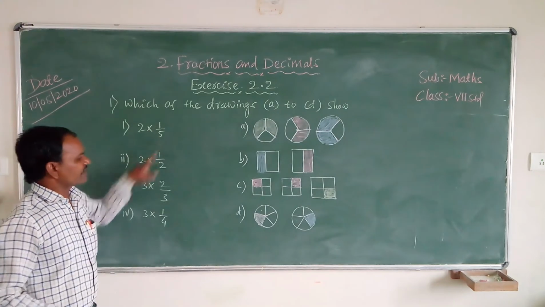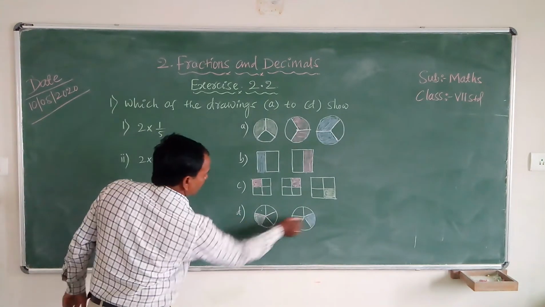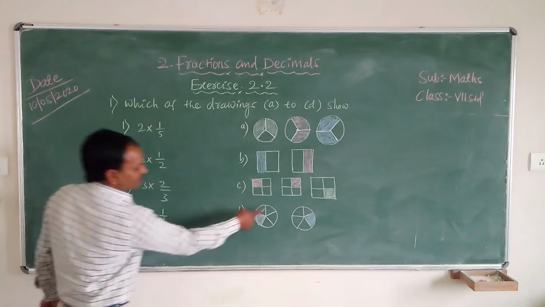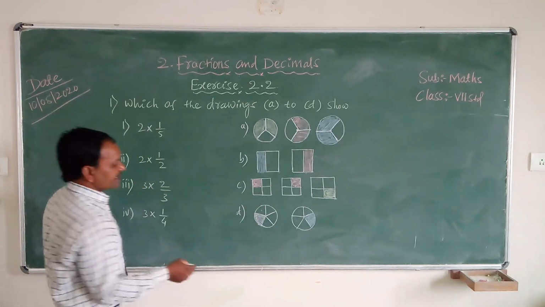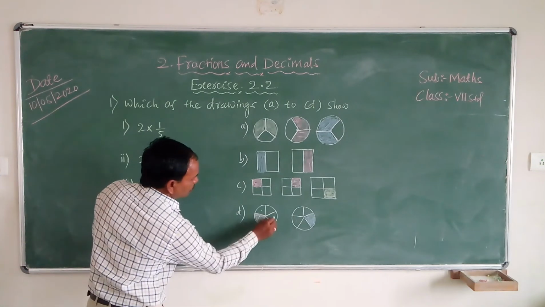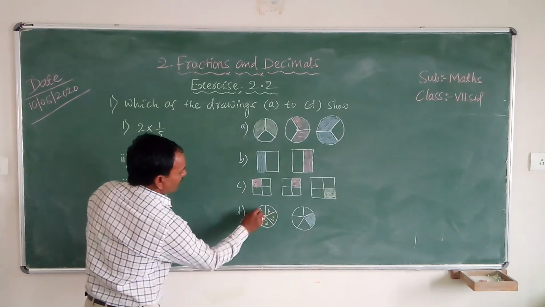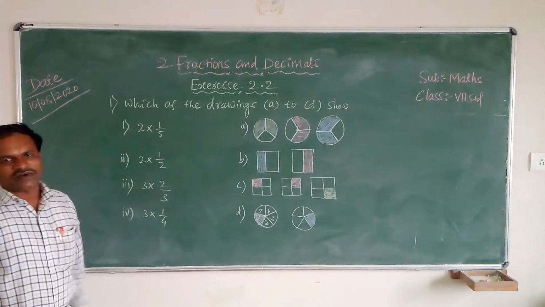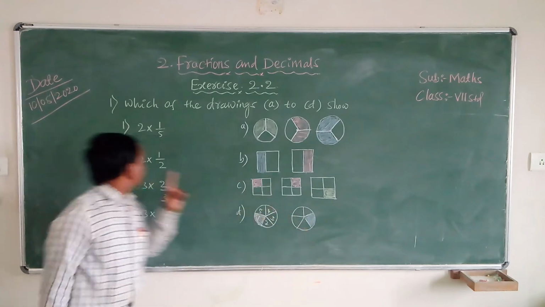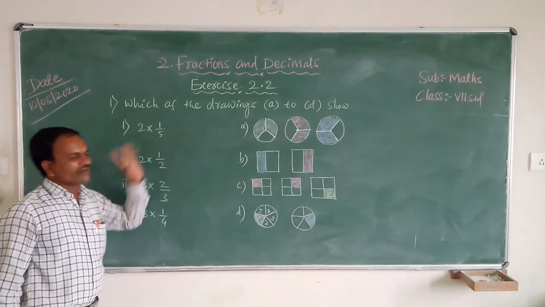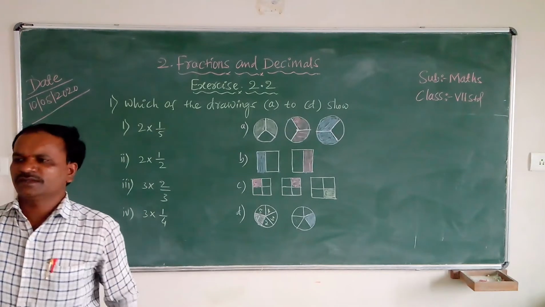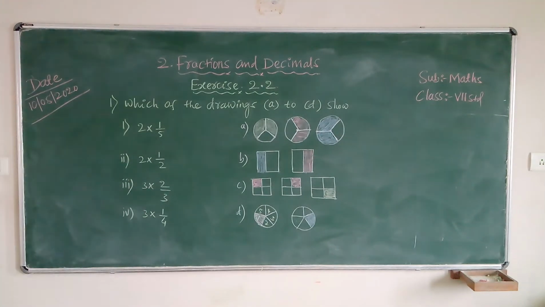2 into 1 by 5. 2 colored. Here one color is there. So one circle inside how many boxes? 5 boxes. See, 1, 2, 3, 4, 5. So 1 by 5, 2 colored, 2 figures are there, 2 colored. Here one color. This is 2 into 1 by 5. One circle inside 5 boxes, contained pieces. So like this is there.